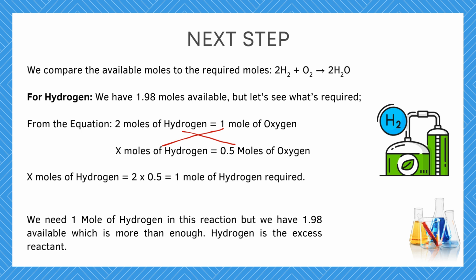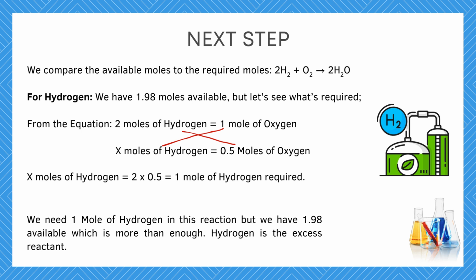I don't know if you understood what I just said. We have 1.98 moles of hydrogen present and we want to know what is required. When we find out what is required, it will tell us whether hydrogen is enough or more than enough. If hydrogen is more than enough, we know that it is an excess reactant. But if it is not up to what we need, then we know it is a limiting reactant. So that is what we want to do right now. For hydrogen, we have 1.98 moles available, but let's find out what's required.